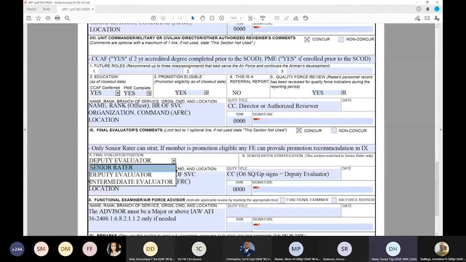To answer your second question, if you're the rater and the additional rater is the member who holds the senior rater ID, that is the perfect example of when the forced endorsement block would be checked, because the senior rater is forced to endorse the report as the first final evaluator in that member's chain of command.